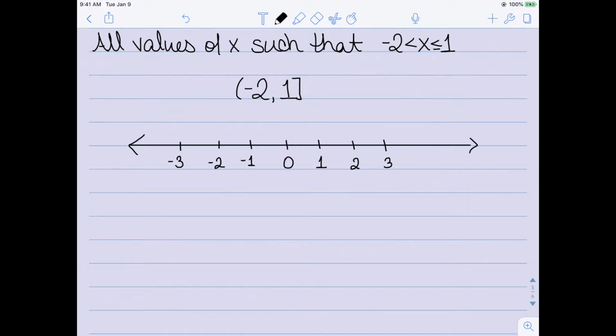When we're looking at our number line, we don't include -2, so we'll put an open dot at -2. We do include 1, so we'll put a closed dot at 1. And then we shade in between. So now we have both the interval notation and the graph.